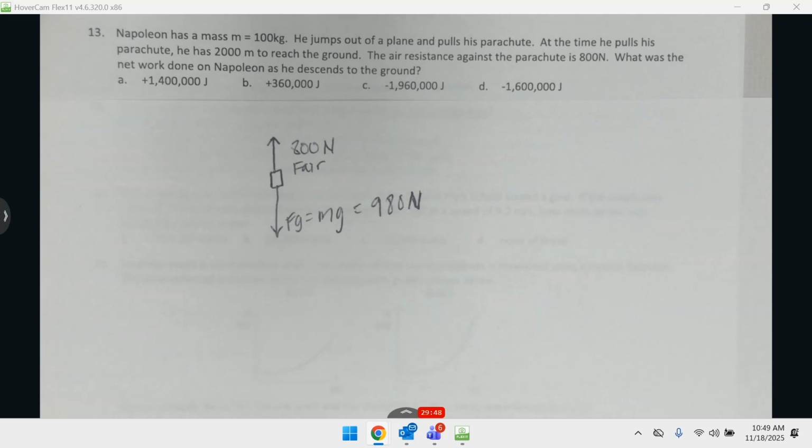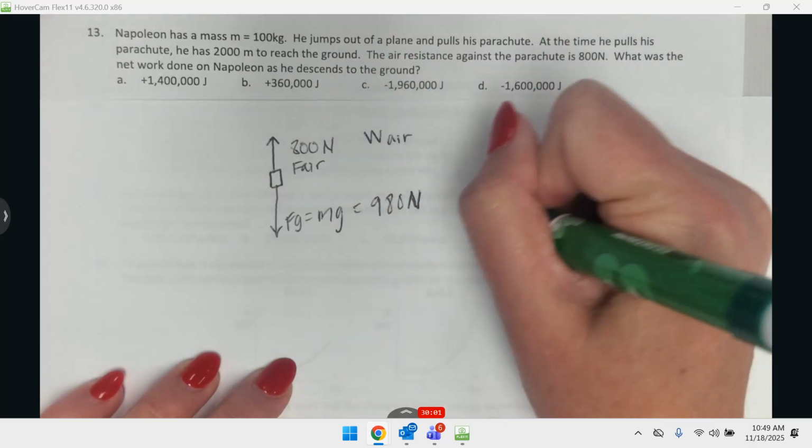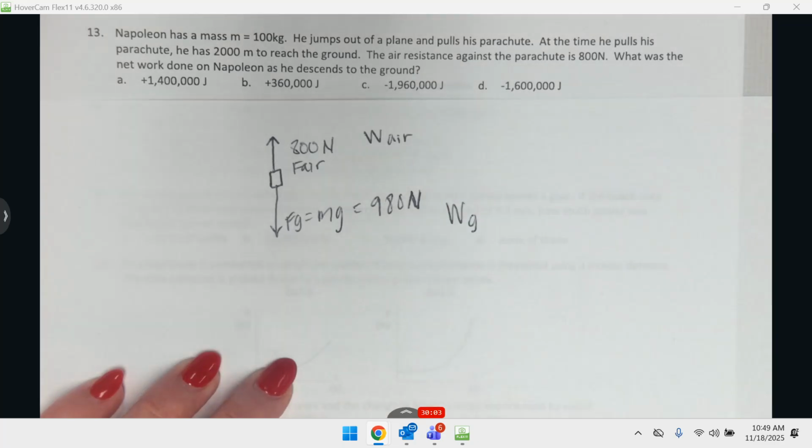With those two forces, there's no other forces to consider. Nothing's happening horizontally. So if you're trying to find net work, you've got two options. You're welcome to figure out how much work is done by the air resistance and how much work is done by gravity. That's fine, and then you can get the net work from there. But a faster way would be just to get the net force, and with the net force, find the net work. Then you don't have to do it twice and then subtract. Instead, do the subtraction at the beginning and then just do one calculation.